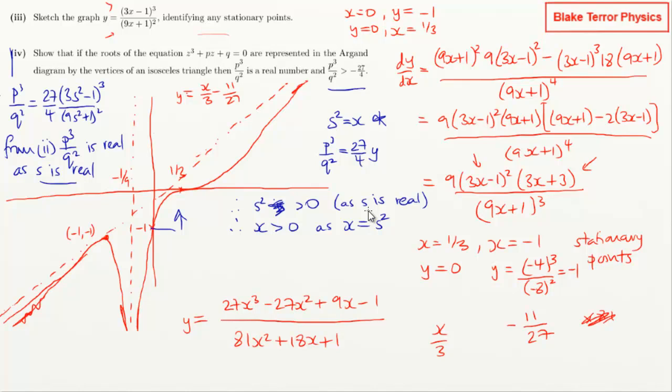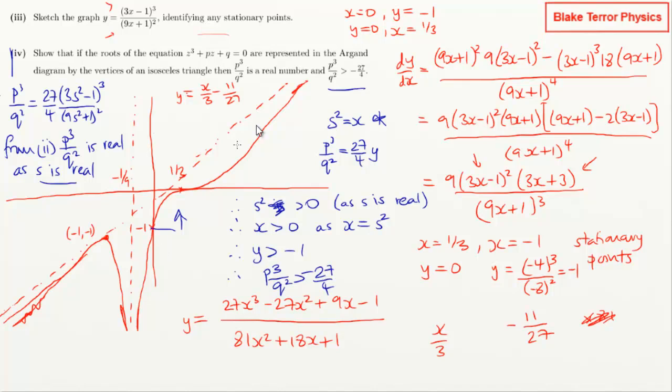Right. Okay, so that seems good. In which case, we can say, therefore, y is greater than minus 1. Which means, therefore, p cubed over q squared is greater than minus 27 over 4. Perfect. Right, okay, that was a little bit fiddly trying to put that together at the end.